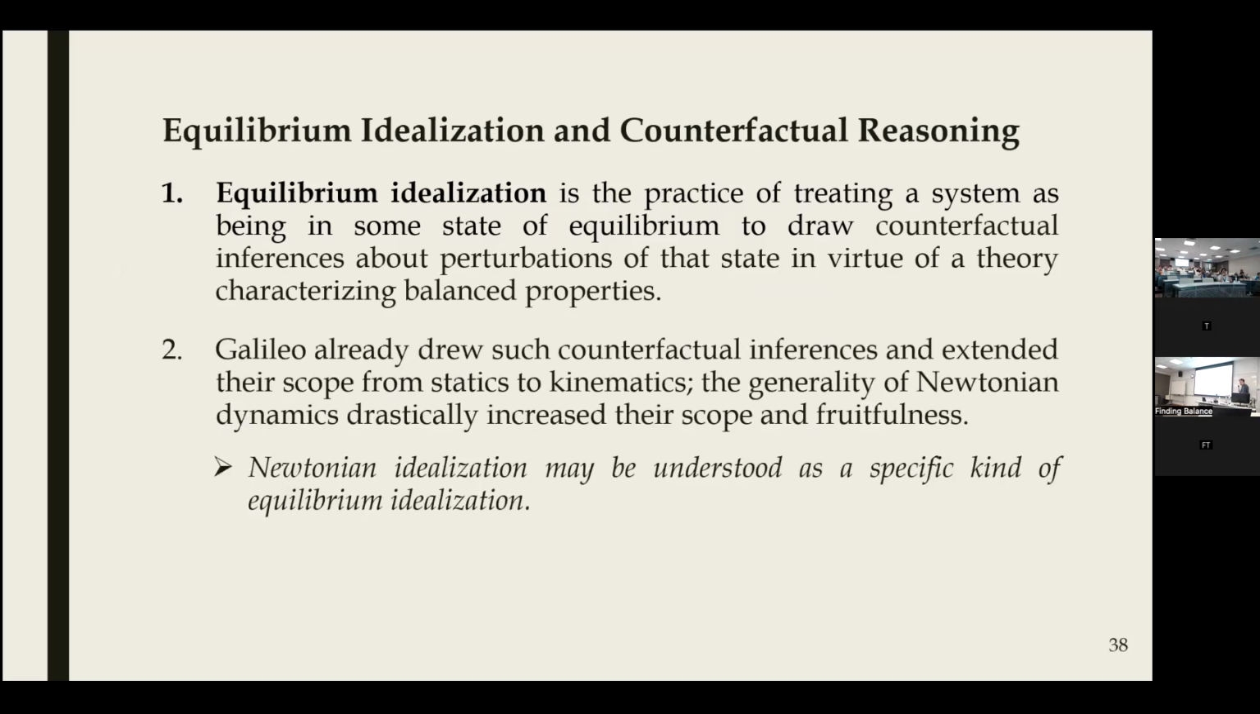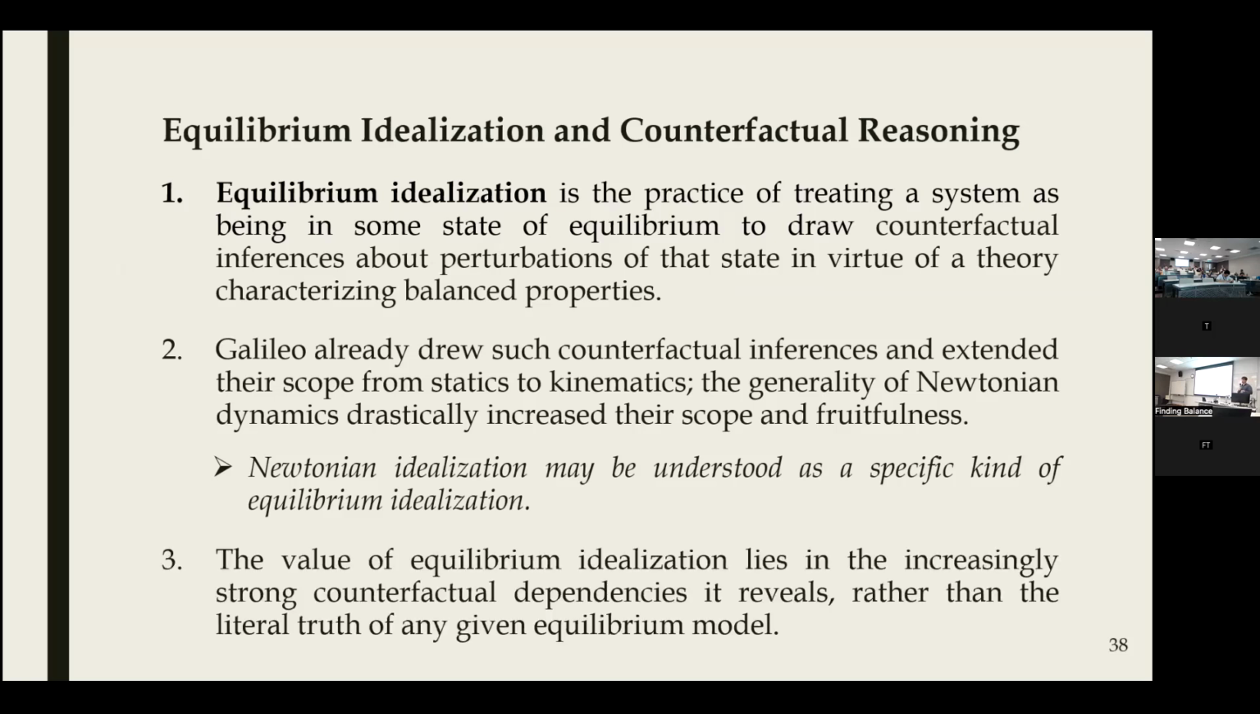As we said already, Galileo shows that such counterfactual inferences can be extended from statics to kinematics, and then we can draw some limited inferences about motion under violation of equilibrium. But with the generality of a properly dynamic physics, as Newtonian mechanics offers us, we can radically increase the scope of such inferences. We can characterize a whole lot of new systems as being in a state of equilibrium and identify physical sources for perturbations of such equilibrium states, such that I think we can understand Newtonian idealization as a specific kind of equilibrium idealization, and that illustrates a broader way in which we in physics use equilibrium reasoning to reveal physical details about systems that we study.